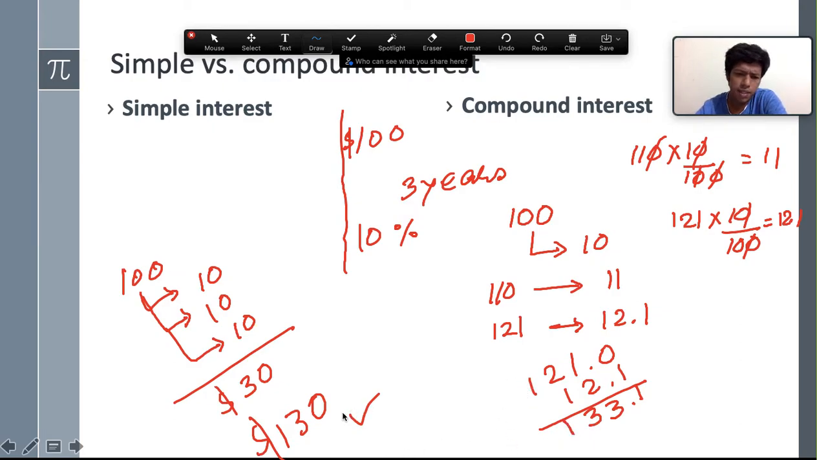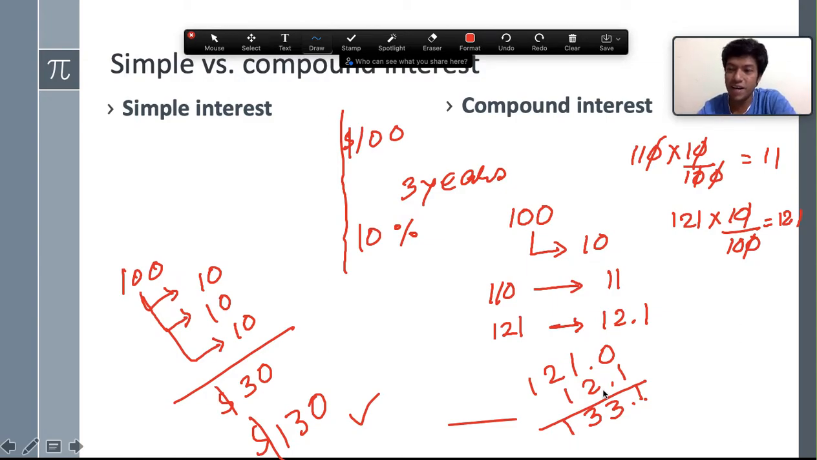And now you can see, in this case I get $130, but in this case I get $133.1. And this is better for me, because I get $3.1 extra. So I get some money extra here.